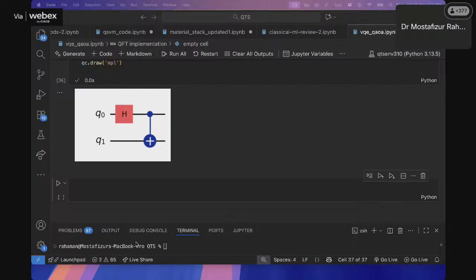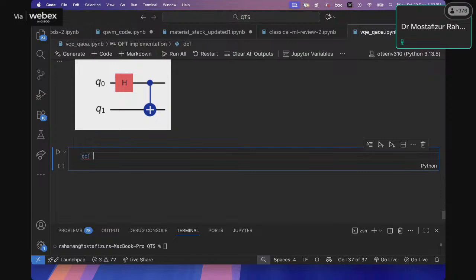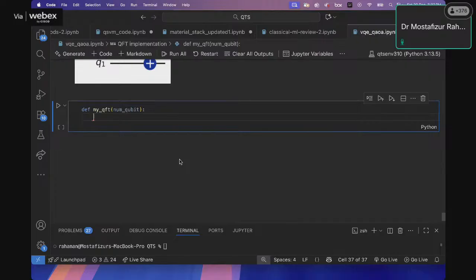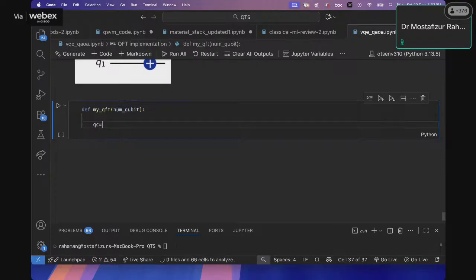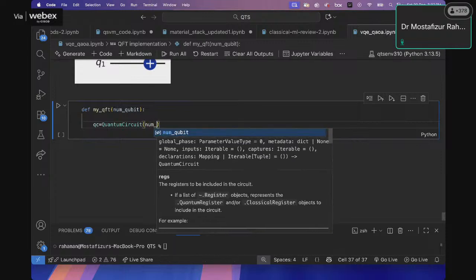Of course, there are direct functions for QFT, but we can try to write our own function, say my QFT, for example. What we need to give is the number of qubits. You can write the function like this. To design a quantum circuit, QC equals quantum circuit, and this can be any number of qubits.